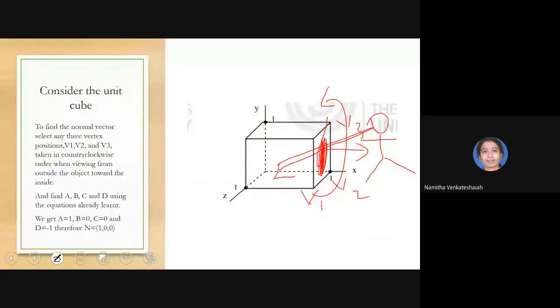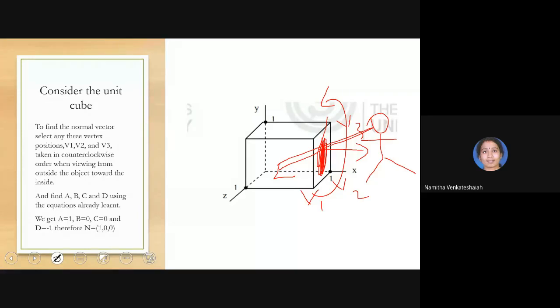If you do that for this particular unit cube, you get A equal to 1, B equal to 0, C equal to 0, and D equal to -1. Therefore, the normal vector would be (1, 0, 0). This is as good as multiplying x, y, z with A, B, C.